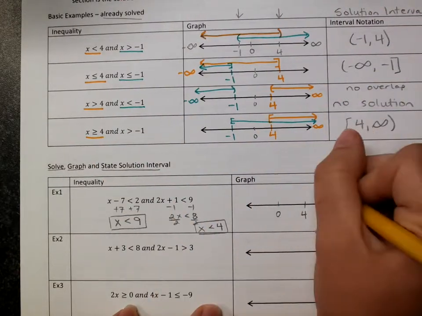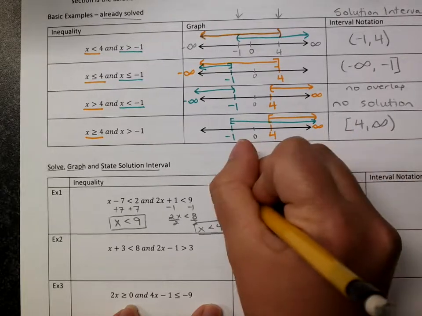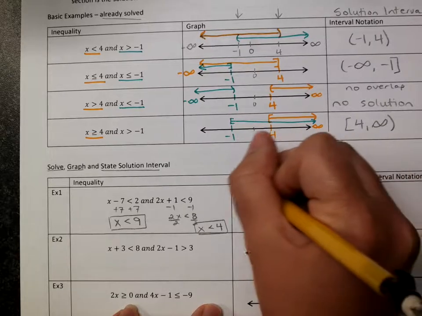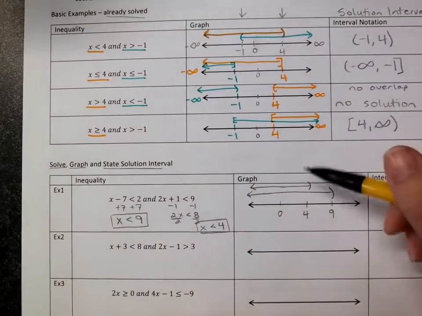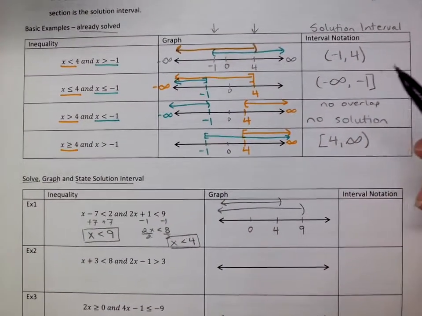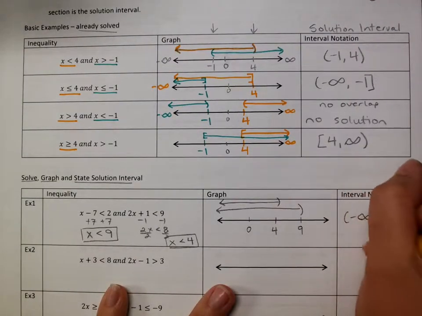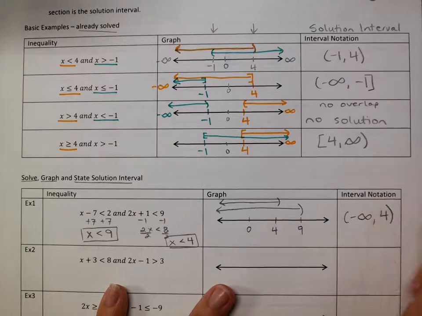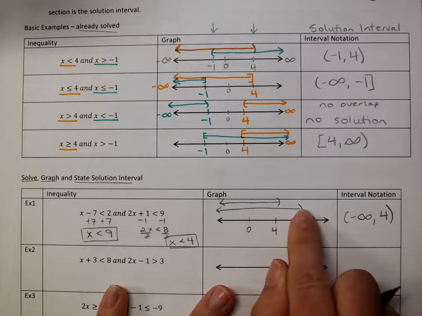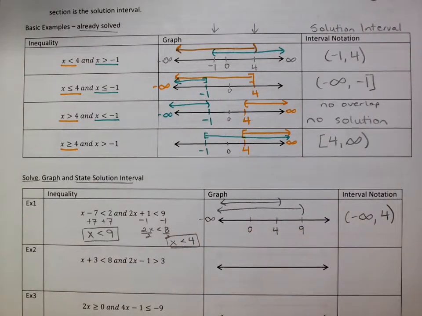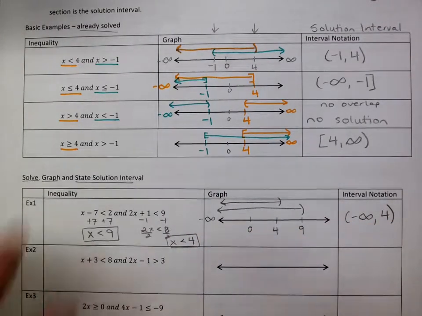X is less than 9 looks like that. X is less than 4 looks like that. And we're looking for where they're both true. And that would be from negative infinity to 4. They stop being both true after 4. So it's only from negative infinity to 4 that they're both true.